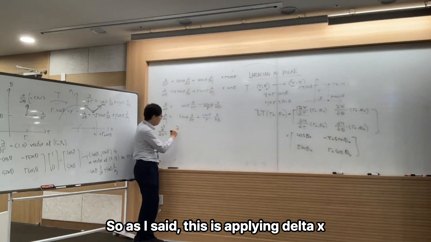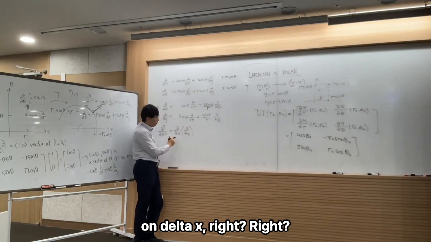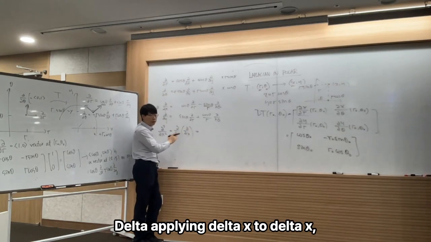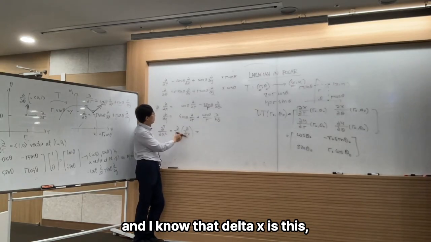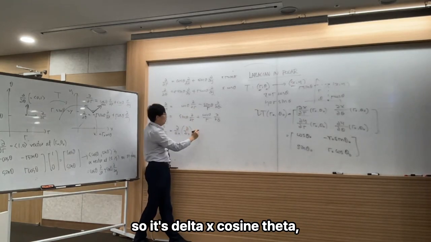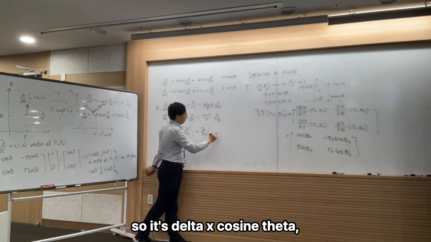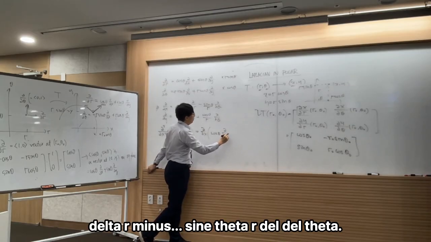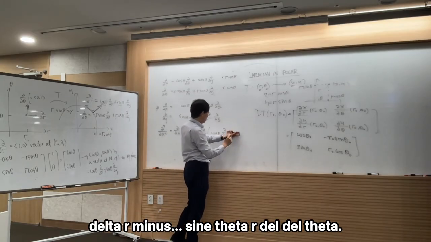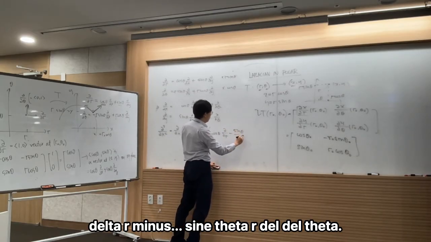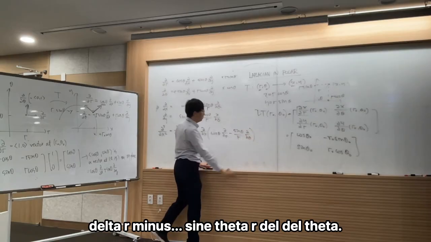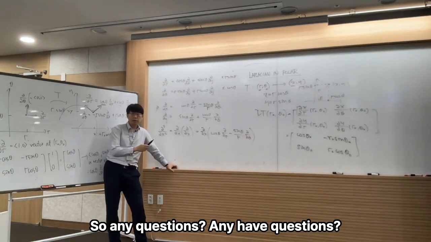As I said, this is applying ∂/∂x on ∂/∂x, right? Applying ∂/∂x to ∂/∂x. And I know that ∂/∂x is this. So it's ∂/∂x, cosine θ ∂/∂r minus sine θ over r ∂/∂θ. So any questions? Do you have questions?